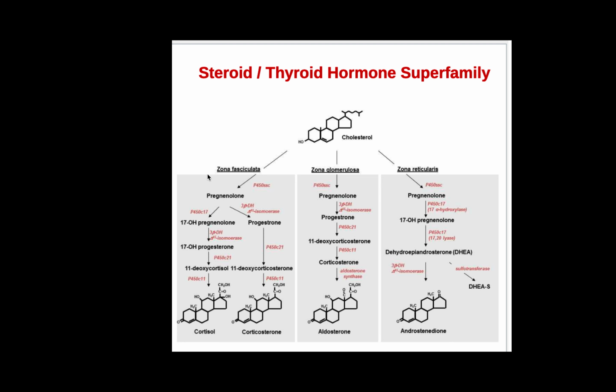But we can know this because fasciculata is involved with the muscles and cortisol. So cortisol is a stress hormone. Zona glomerulosa, that's the glomeruli, and that's going to be involved with the kidneys, such as aldosterone. And the reticularis will be involved with more of like the sex hormones.